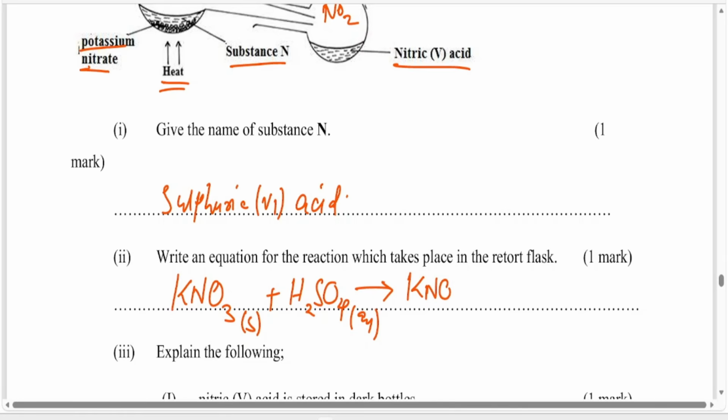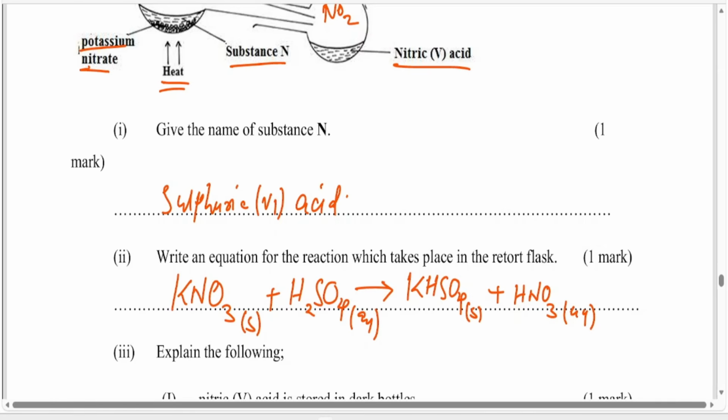Potassium hydrogen sulfate. And potassium hydrogen sulfate, the valence is valence 1. So this is again a solid. We collect it in form of a solid because of high temperatures there, and we then obtain nitric 5 acid, which is aqueous.